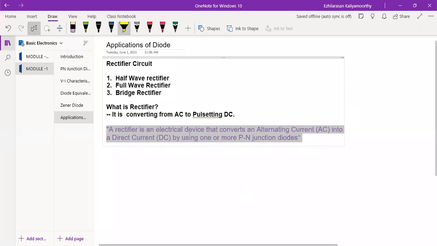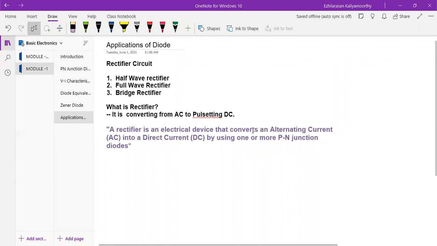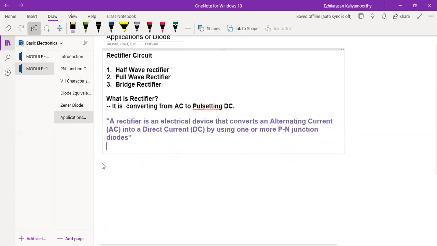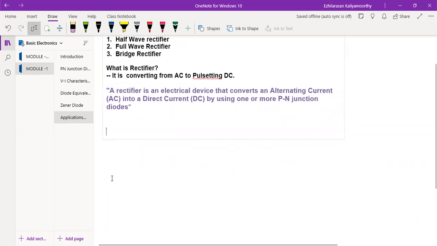A rectifier is an electrical device that converts an alternating current, AC, into direct current, DC, by using one or more PN junction diodes. Now let us study the first one, that is the half wave rectifier. But before studying the half wave rectifier, let me show the complete structure. So let me show that.